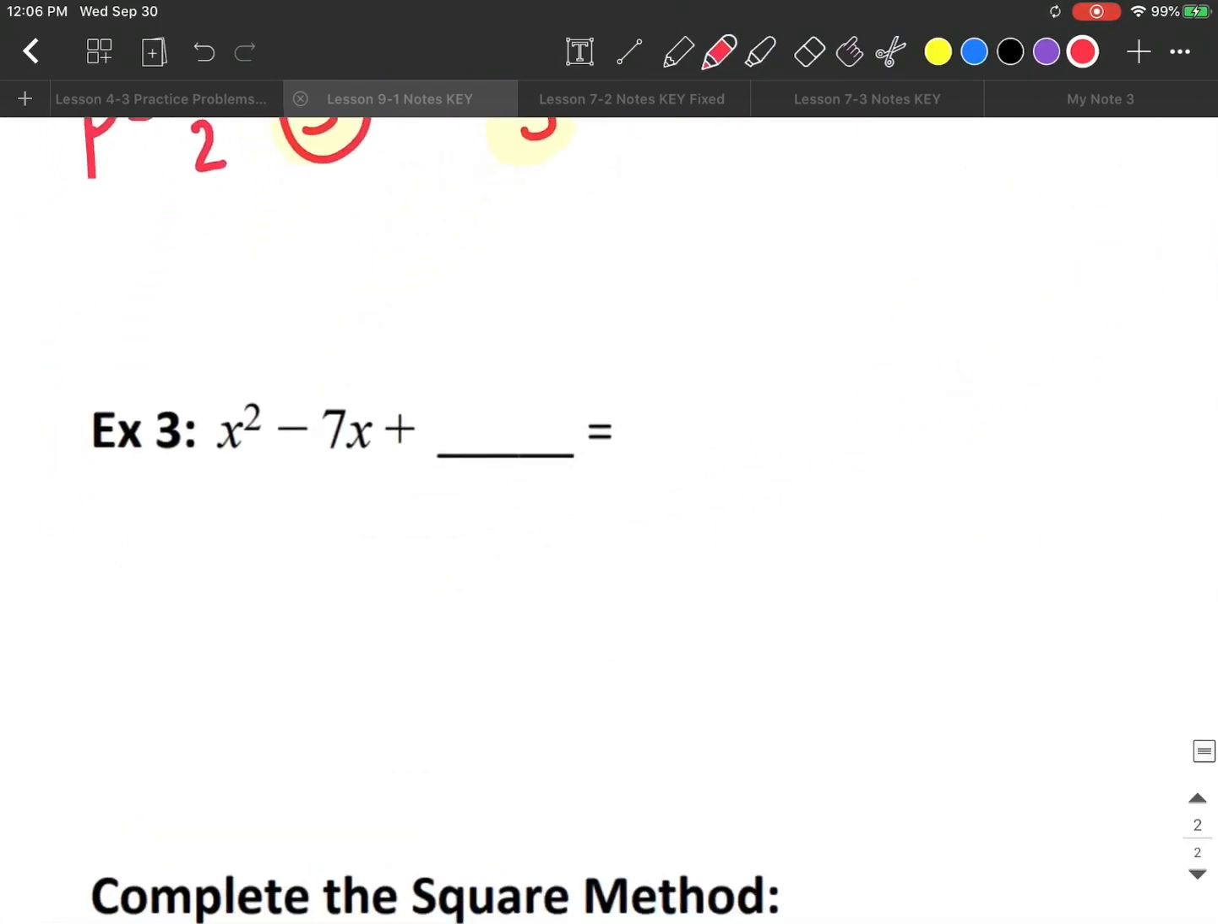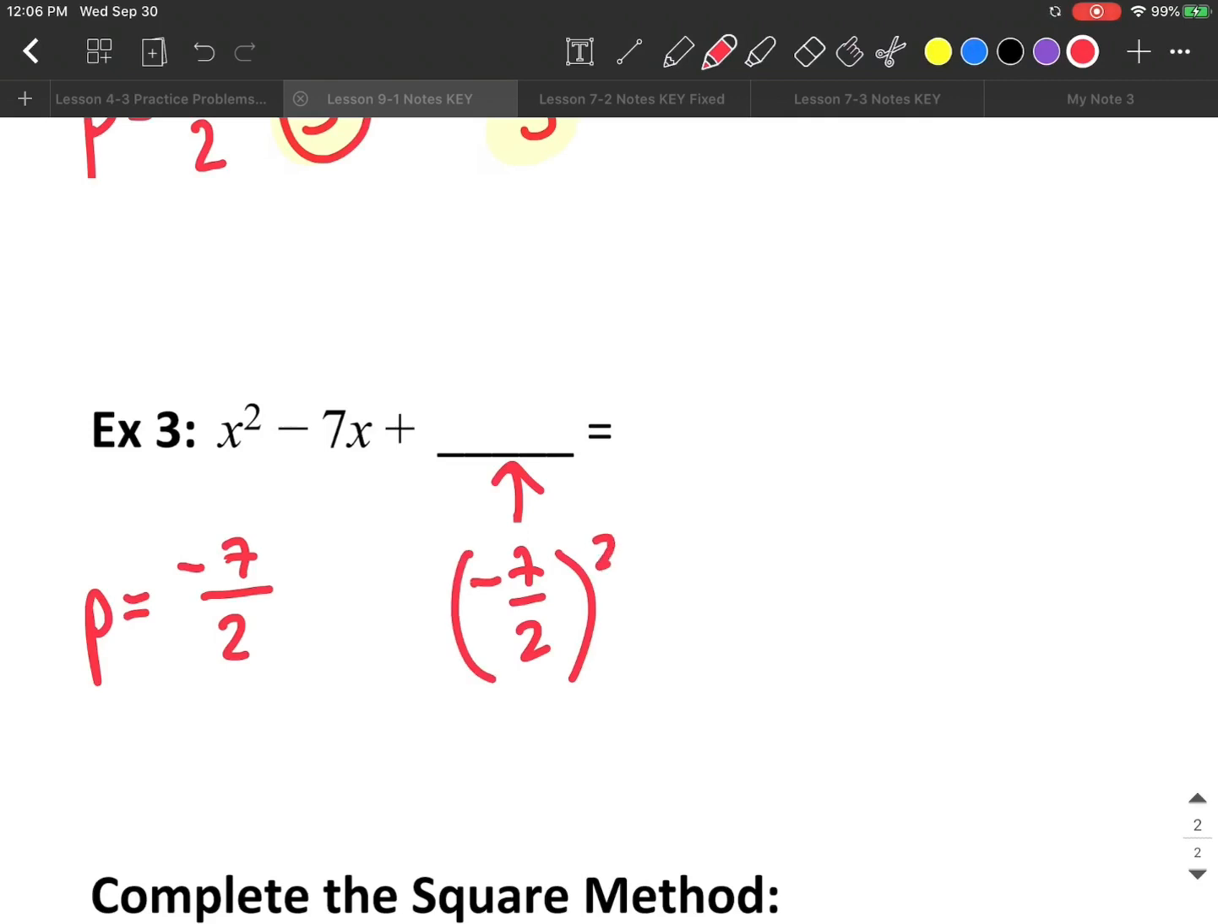All right, going to number 3. To find p, I would do -7 divided by 2, which I'm just going to leave as an improper fraction. To get this number, I'm going to take -7 over 2 and square it. I know that that's 49 in the numerator and 4 in the denominator. And if I wanted to break this down into factored form, I would write x minus 7 over 2 because I found that p was -7 over 2.